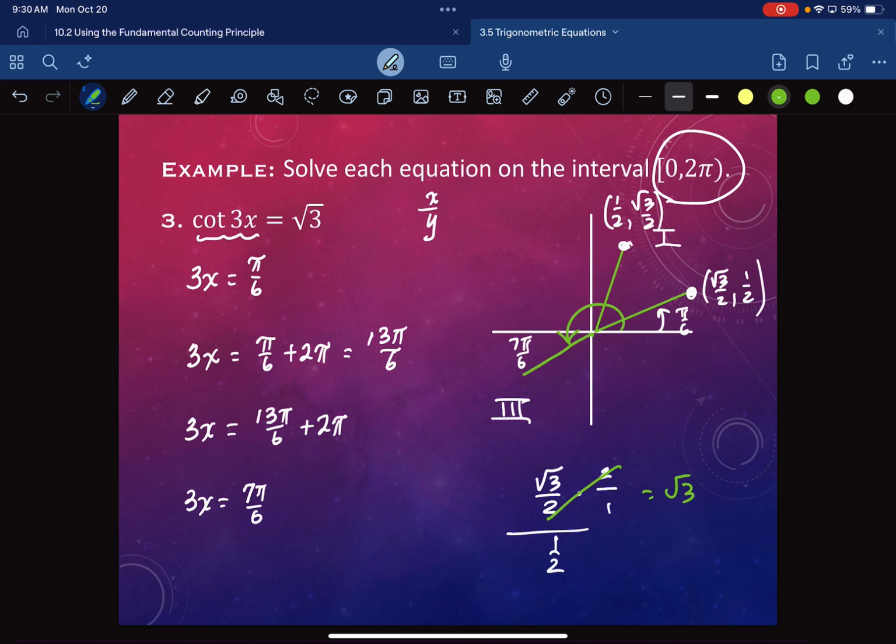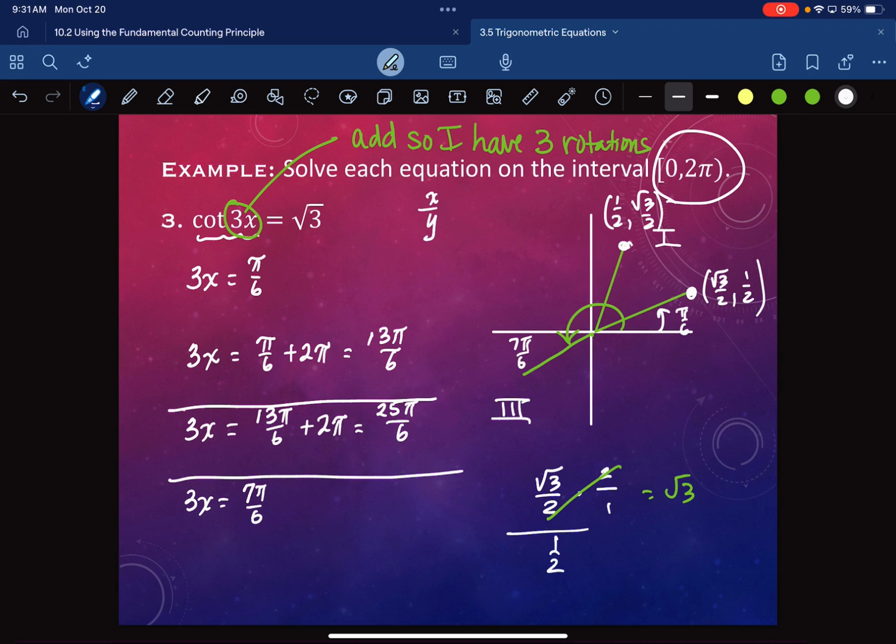So in some sense, if you want to make yourself a note, this tells you that I have 3 rotations. I'm going to add twice, so I've gone around 3 times. What is 13 pi over 6 plus 2 pi? 25 pi over 6. Okay, is everybody good so far? I need to do the same thing with the 7 pi over 6. To organize myself a little bit, I'm going to draw some lines in between these because I'm going to have to come back and finish them out in just a second. I'm just trying to establish the adding of the 2 pi every time, okay?